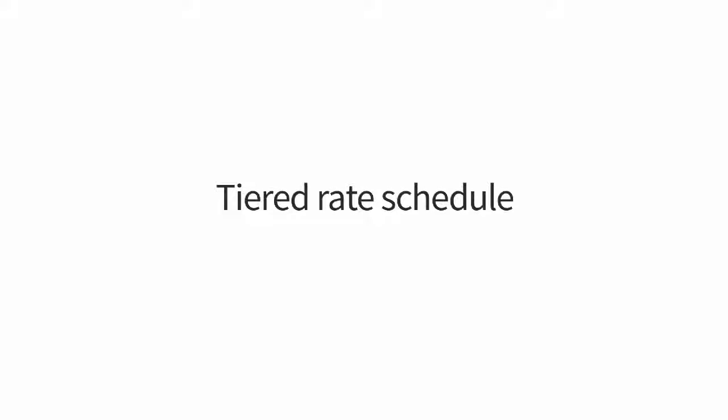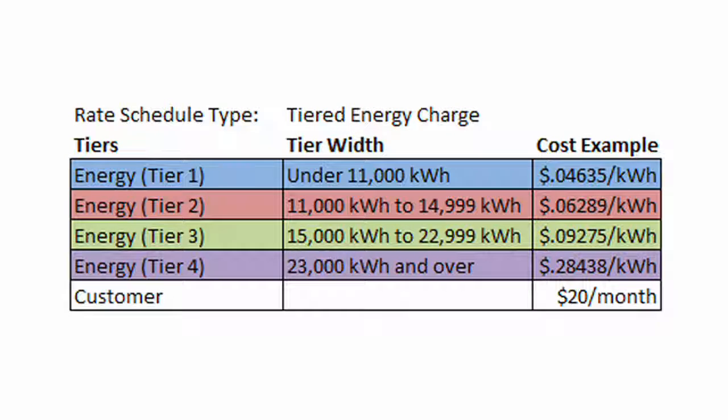Finally, let's talk about tiered rate schedules. These are very common for residential customers. Basically, there are different prices for different levels of usage. So usage up to 11,000 kilowatt hours is charged out at 4 cents a kilowatt hour. The next 4,000 kilowatt hours after that are charged out at 6 cents a kilowatt hour. The next 8,000 kilowatt hours after that are charged at 9 cents a kilowatt hour. And finally, all the kilowatt hours beyond those I just mentioned are charged at 28 cents a kilowatt hour.